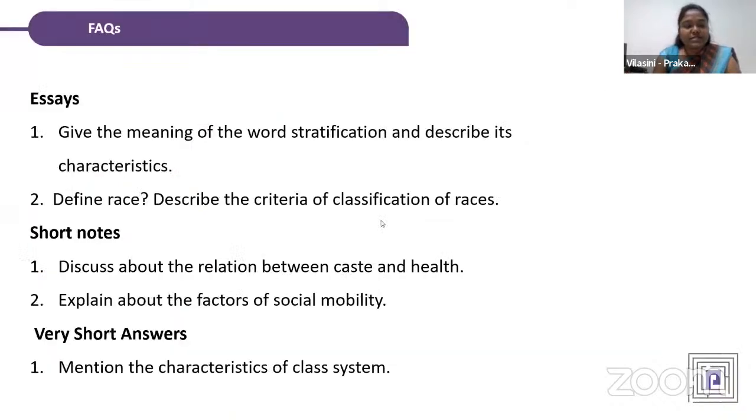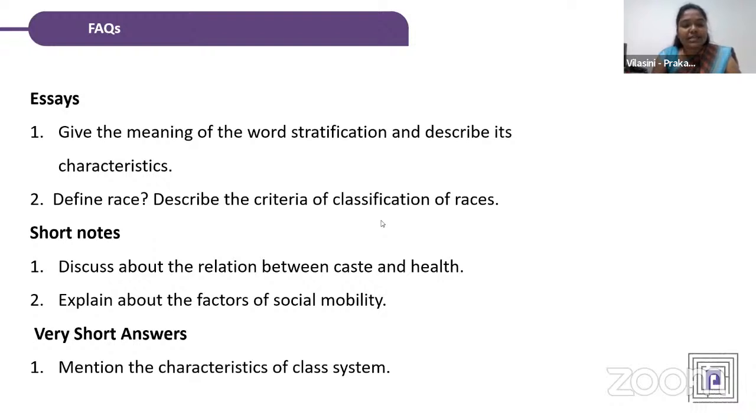Then coming to the questions, the first question will be: give the meaning of the word stratification and describe the characteristics. So you can write what is stratification, that is division of people based on the upper class and lower class. Then you can describe the characteristics. The next is what is race, like define race and classification of race. That is based upon the color, the structure of head, the color of the skin. These all can be listed out.